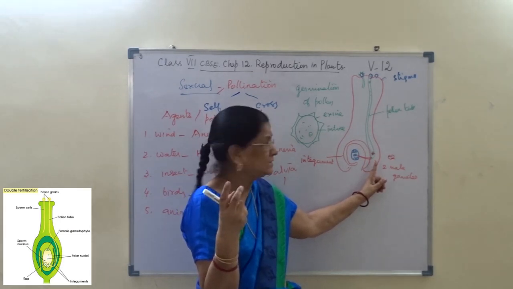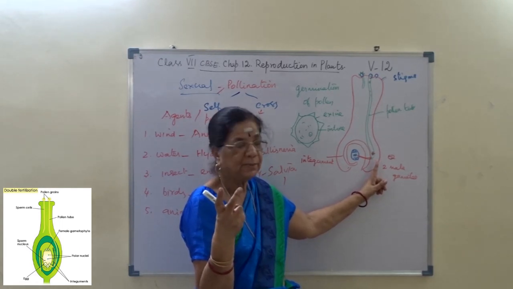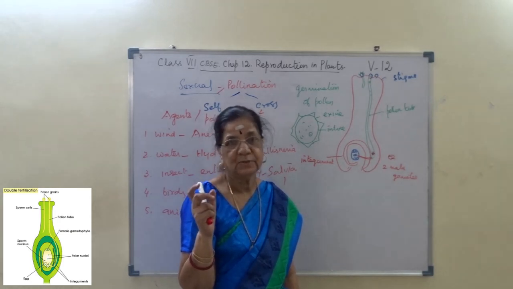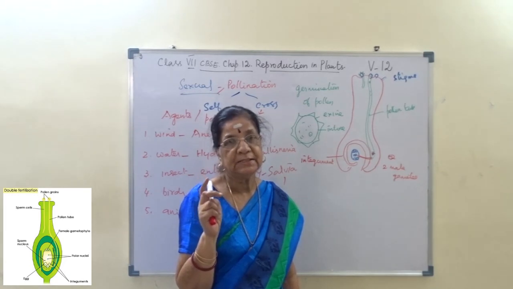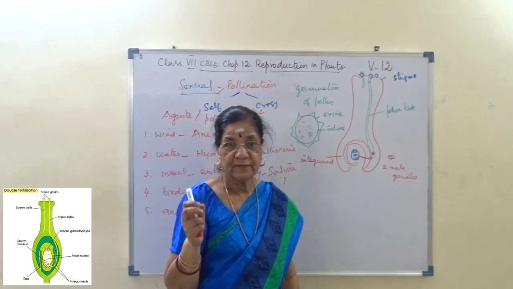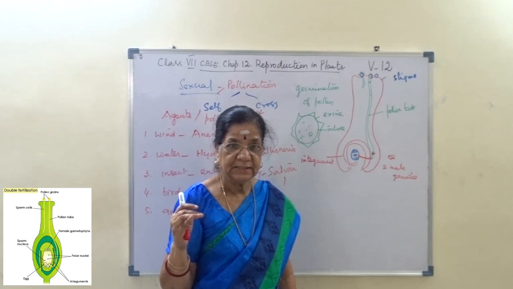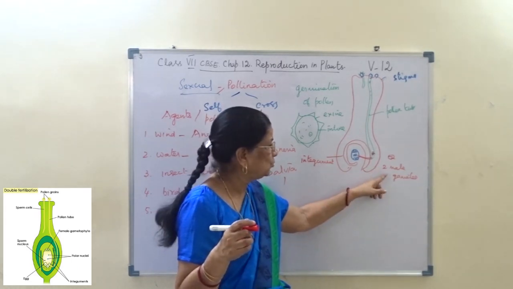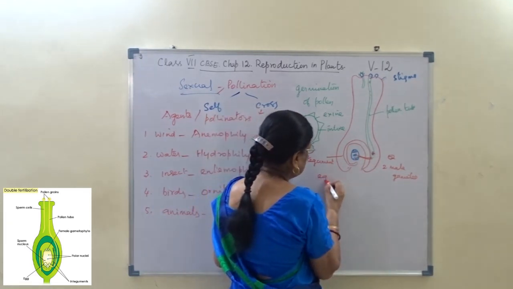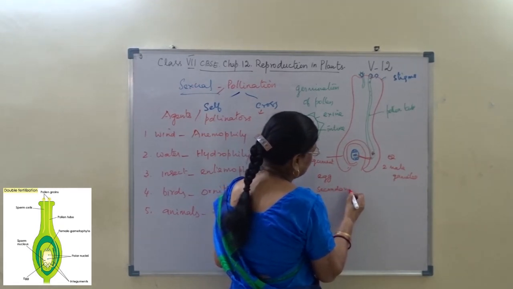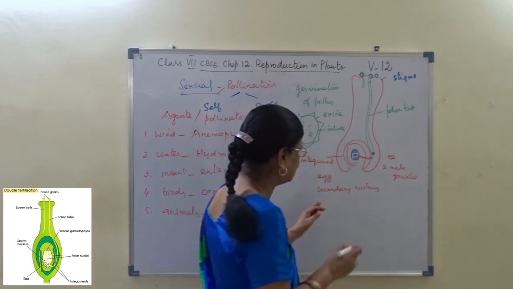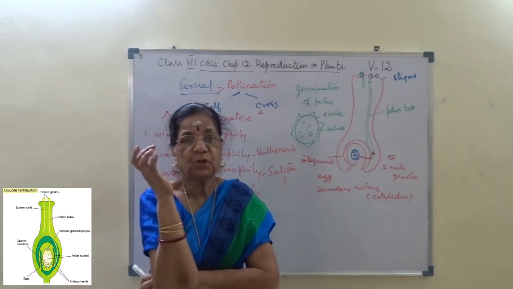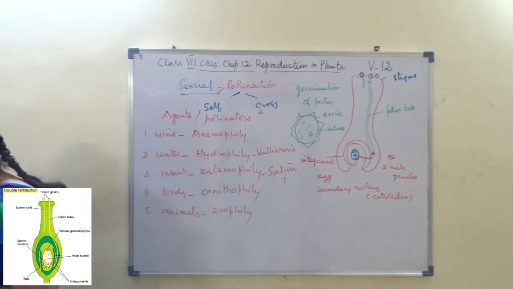This tube nucleus will divide into two male gametes, one fusing with the egg proper, another fusing with the secondary nucleus. So there are two fusions, and in flowering plants this is called double fertilization. The covering of the ovule is called integuments, right? So these two male gametes, one fuses with the egg nucleus, another with the secondary nucleus, and this becomes the nutritive tissue called cotyledon. I hope you understand. So this forms the fertilization.